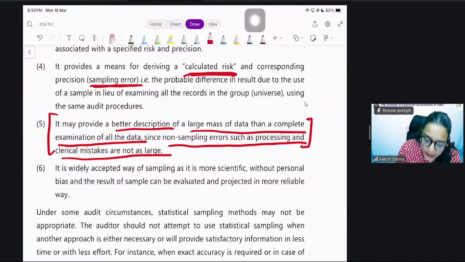It may provide a better description of a large mass of data than a complete examination of all data, since non-sampling errors such as processing and clerical mistakes are not as large. Does anyone want to try? It's okay if you are wrong. That's completely okay. This is a safe space. No one is going to make fun of you. It's very important that you try. Yes, Anil. Good evening, ma'am.